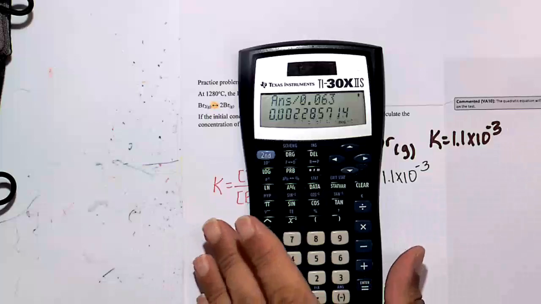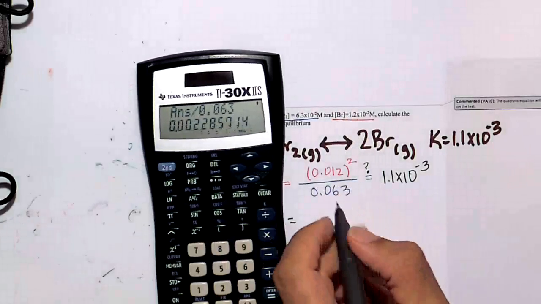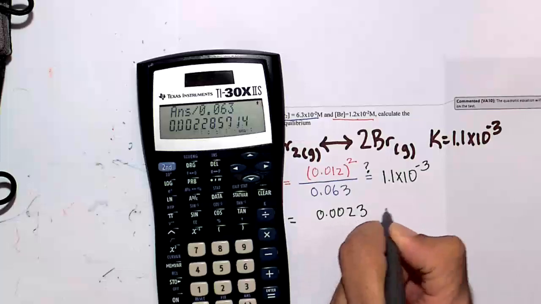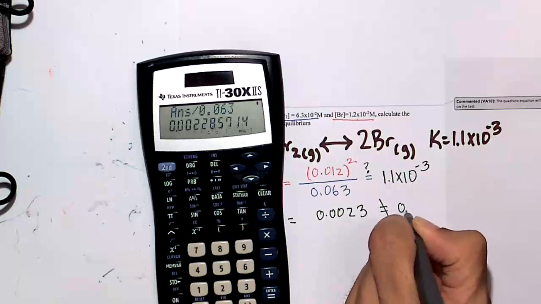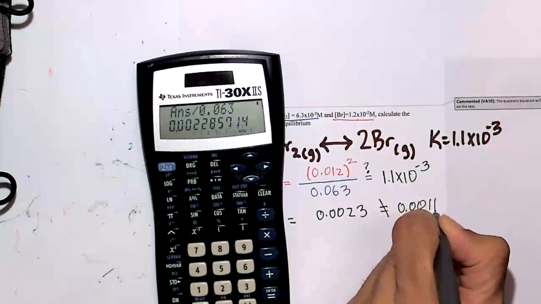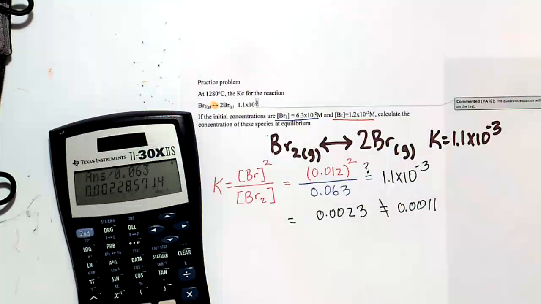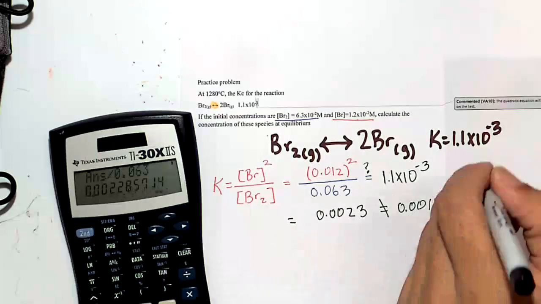0.0023. It does not equal 0.0011. So what has happened here? Are we at equilibrium? Yes or no? We are not at equilibrium. So which way will the reaction shift to get to equilibrium?